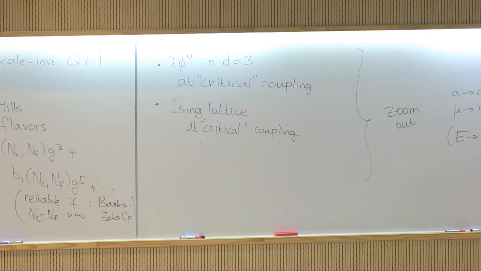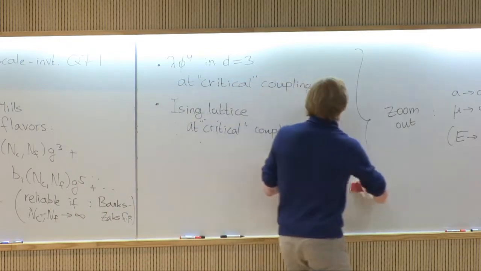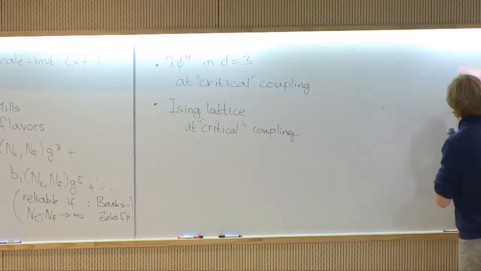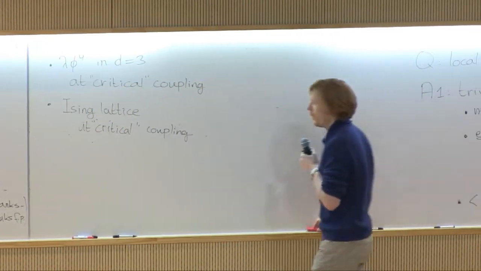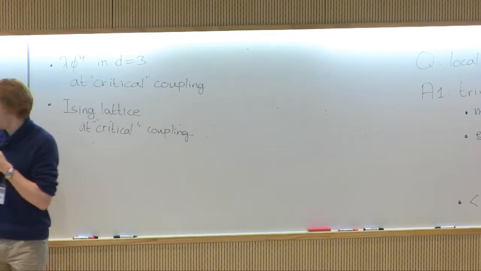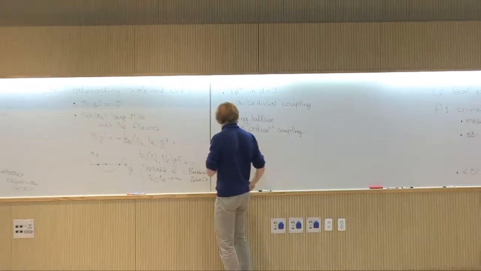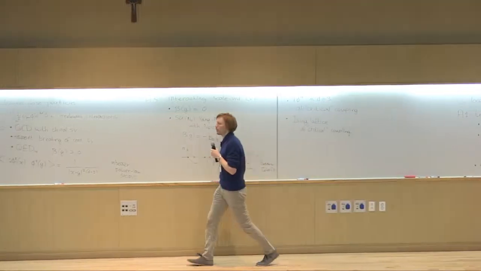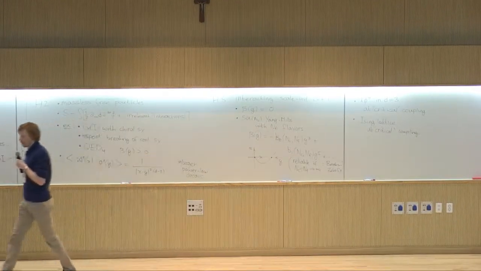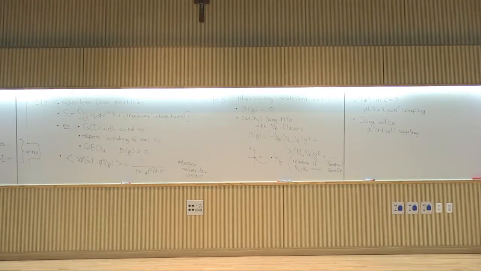So what is the long distance behavior of correlation functions in these kinds of models? Well, you can do a little bit of a crude analysis using the Callan-Symanzik equation. So you can say, well, let's look at the Callan-Symanzik equation, set the beta function to zero. Let's see, I don't want to give all the details here, but you can do it as an exercise.